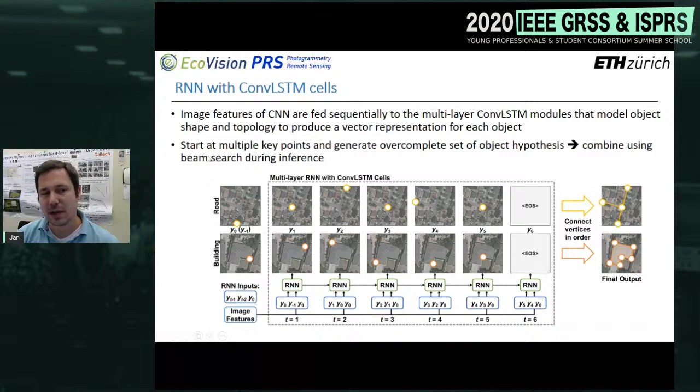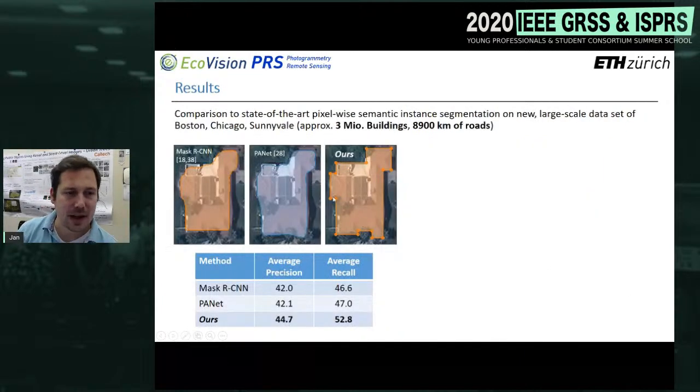And beam search is a well-established heuristic method in the machine learning community. Yes, and if all of this works nicely, then those are the outputs. So we have this vector representation, a polygon of the building and a polygon of the road. And here are some results. And we did this for a very large data set. So for buildings, we computed this for 3 million buildings and for almost 9,000 kilometers of roads.